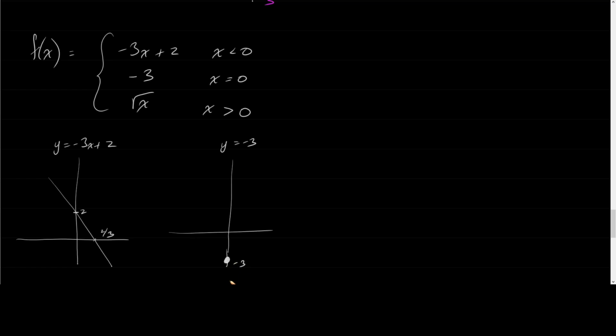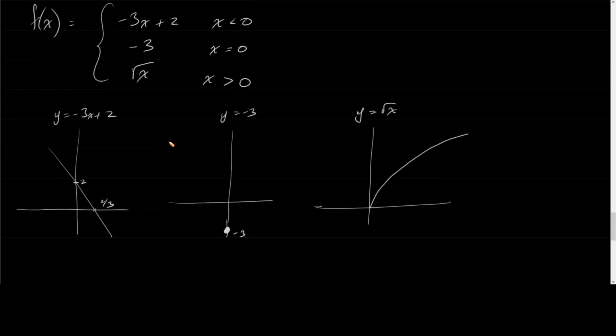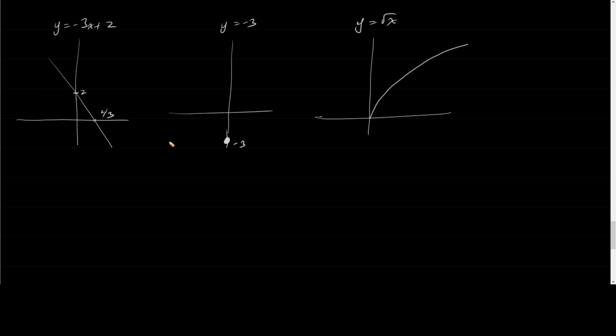And then the last part, y equals the square root of x. Well, square root of x looks like this. But we're saying for everything that's greater than 0. Okay, so let's put this together. All these three together. What is that going to look like?